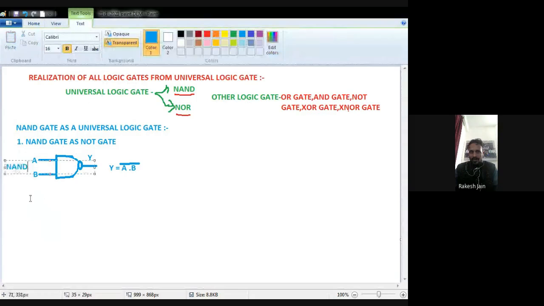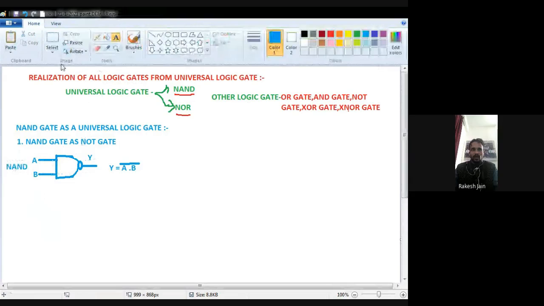This is my NAND gate. Now I have to realize this NAND gate as a NOT gate. It is very simple to use a NAND gate as a NOT gate. Just connect both the inputs with each other. Previously it was A and B, there were two inputs. Now, instead of A and B, just use a single input by connecting both the inputs. This is a symbol of NAND gate.